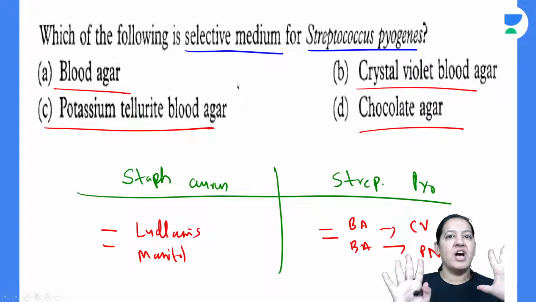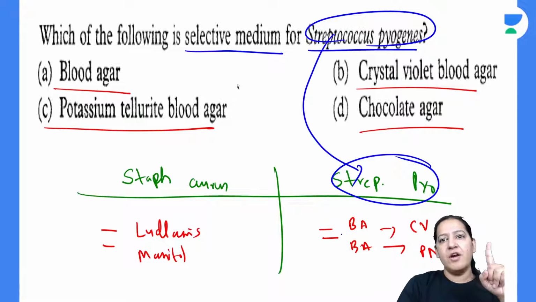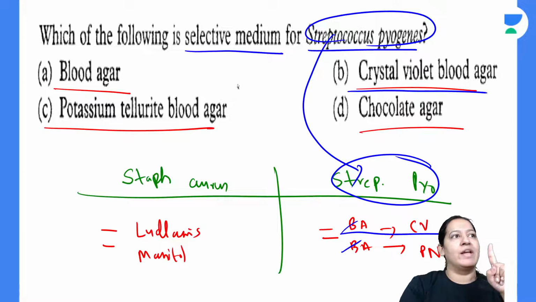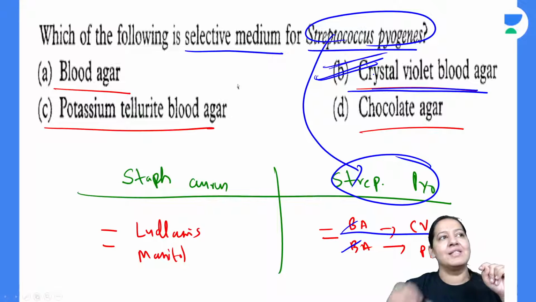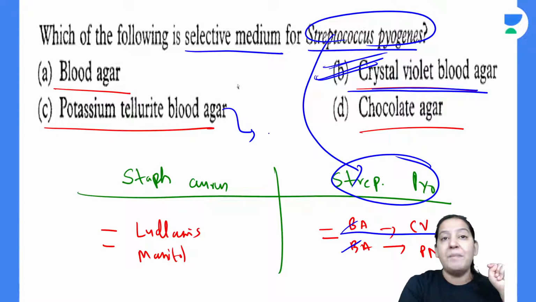So what is the question asked? I'm asking for Streptococcus pyogenes in the question. So either of the two options will work. In the options I have blood agar with crystal violet. Yes, so the answer will be B. Absolutely right. Akruti, it is not C. It is B. If I change the question, C is a selective media for Corynebacterium diphtheriae.